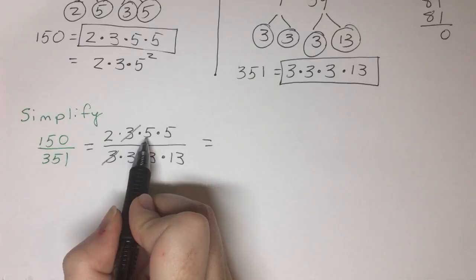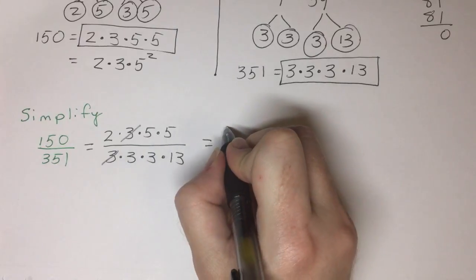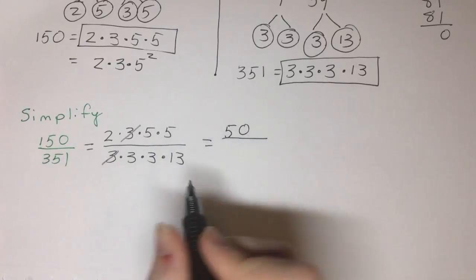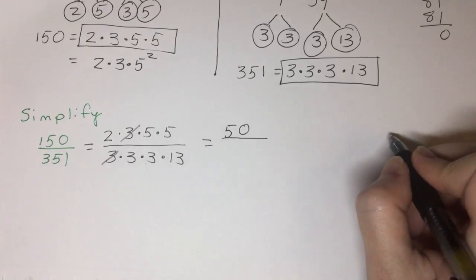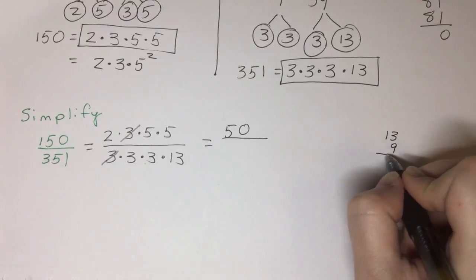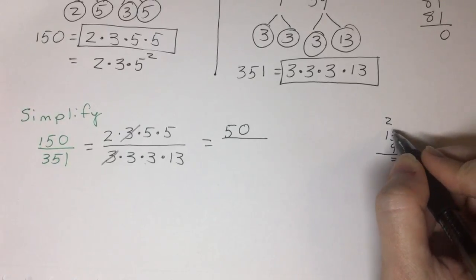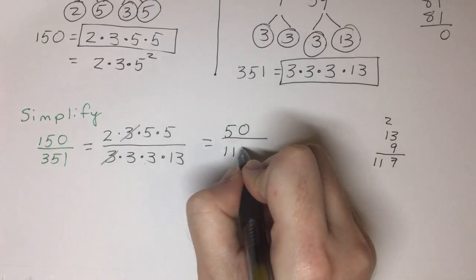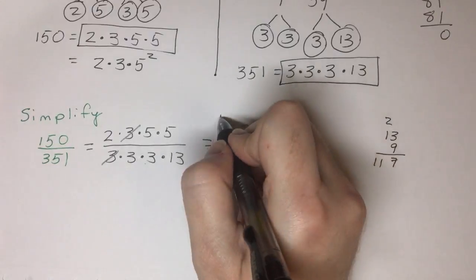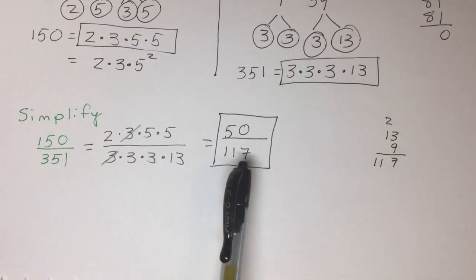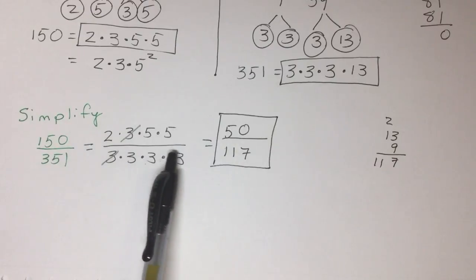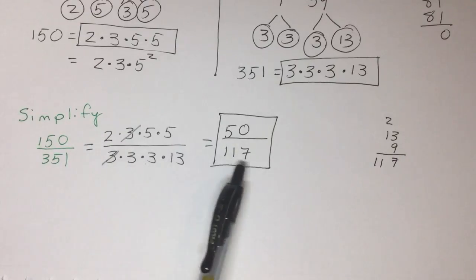So 2 times 5 is 10. 10 times 5 is 50. 3 times 3 is 9. 9 times 13 is 117. And by using the prime factorization, I know, because the numerator and denominator have no primes in common, that this is the simplified form.